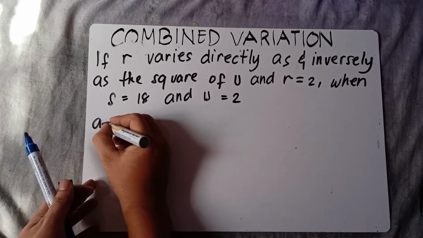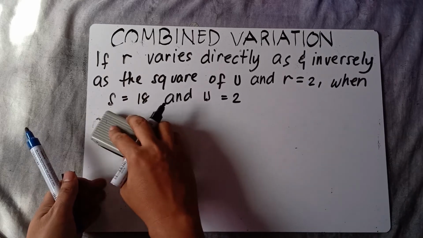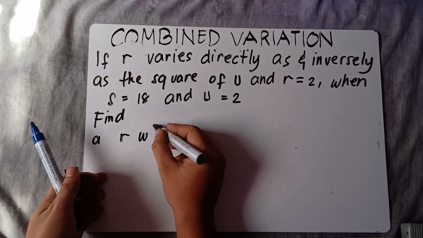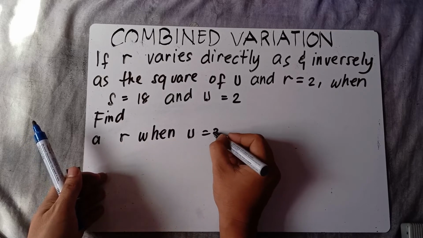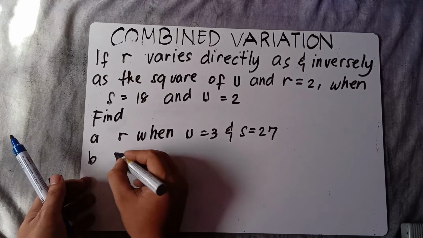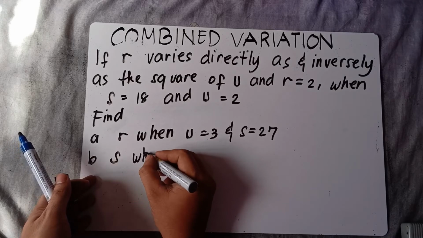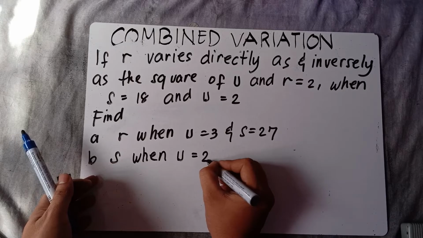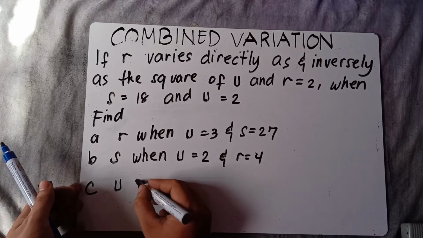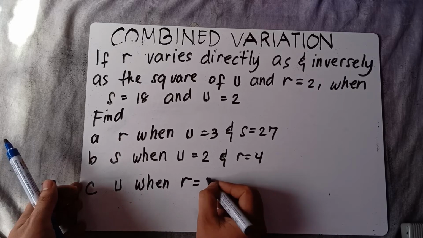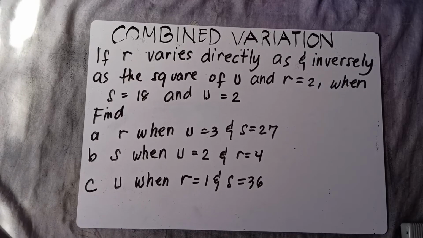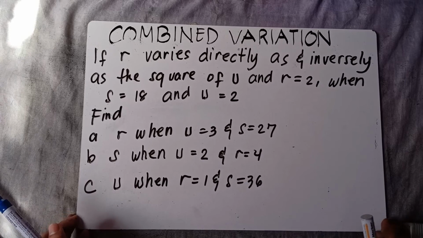So we have 3 questions. A, find R when U equals 3 and S equals 27. B, find S when U equals 2 and R equals 4. C, find U when R equals 1 and S equals 36. So we now have 3 questions. Alright, we have to find R, S, and U.